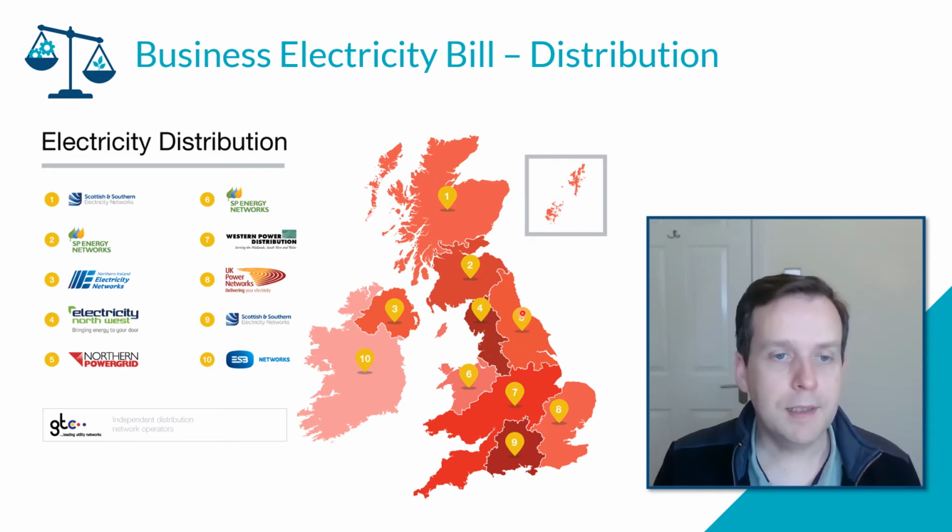For example, I'm living in number 5, which is Northern Power Grid. A big swathe of the country is number 7, Western Power, and number 1 is Scottish and Southern. These are the businesses responsible for the physical connection to your premises. So everybody, home and business, should know their electricity distribution company, because if there's a problem with your supply, these are the people you call.